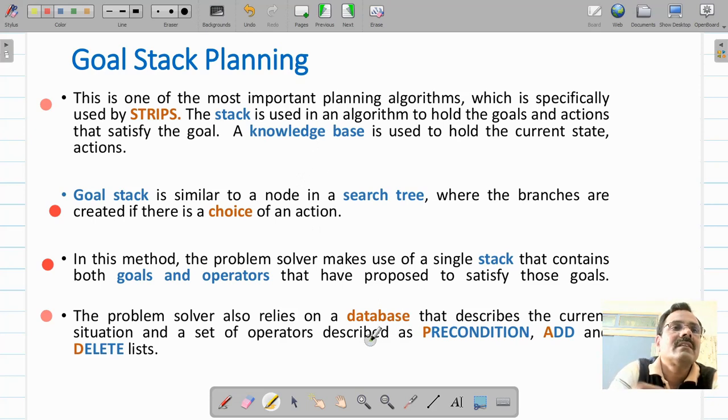That knowledge base contained the state of the world, that means the current state of the world, the current state of the problem domain. Along with that, it stores a set of operators which you can use for satisfying those goals which are on the stack. So every operator, the four operators we have seen in the last lecture, they were defined in STRIPS.